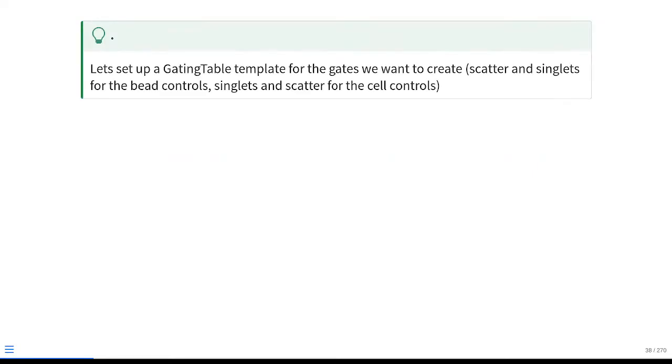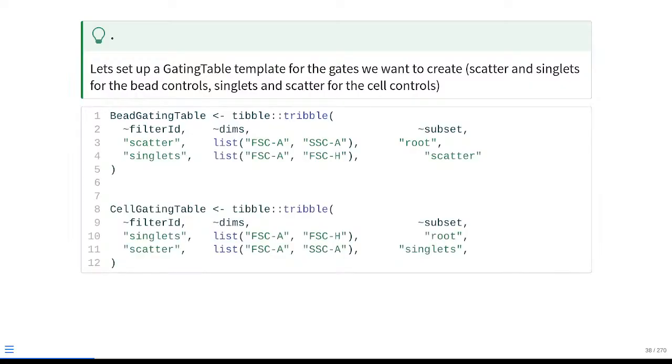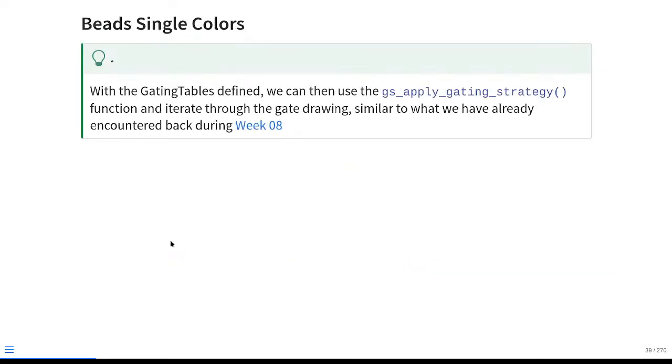So, first off, the easiest way of assembling something is going to be through that gating table template where I can create the gates iteratively all at once by reopening the Shiny app repeatedly. So what this is going to look like is similar to what we've seen in the past. For beads, I'm going to go ahead and create a scatter gate first, followed by a singlets gate. For the cell gates, I'll go ahead and create a singlets gate first, followed by the scatter, so they are a little flipped.